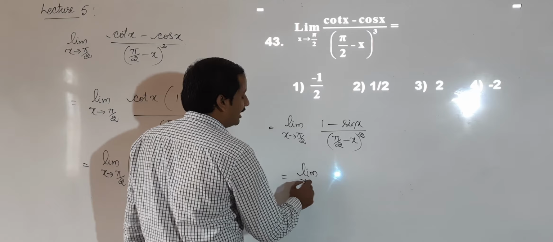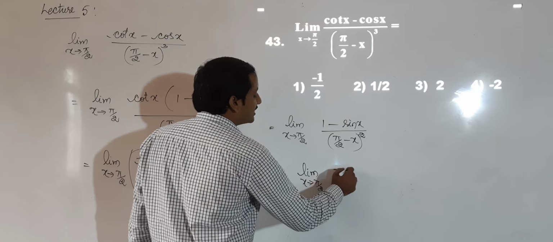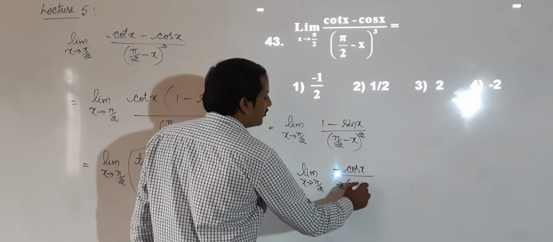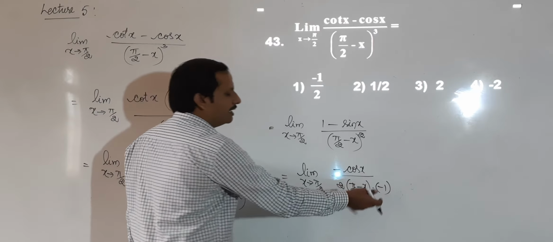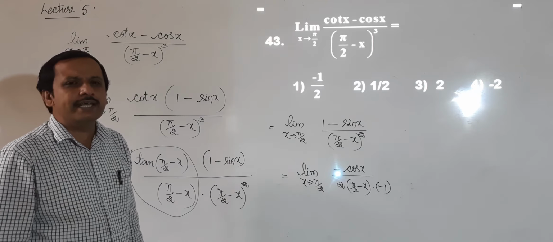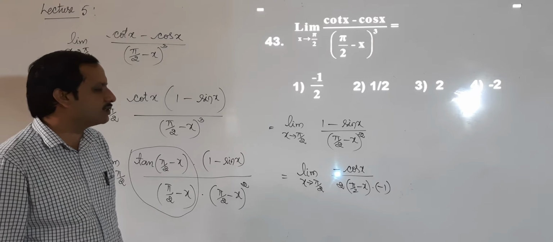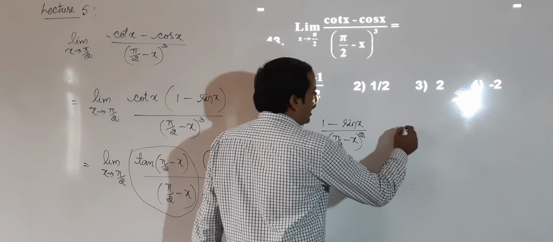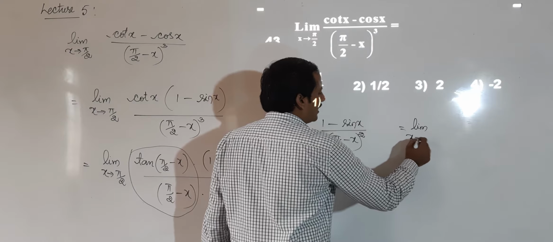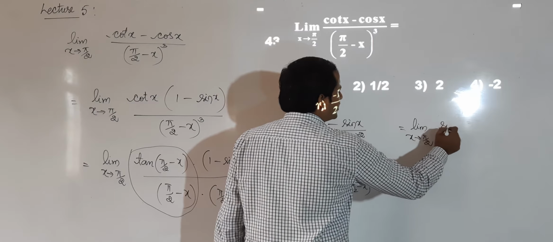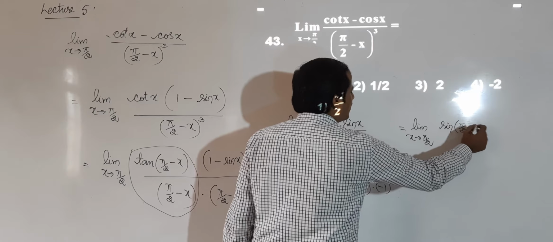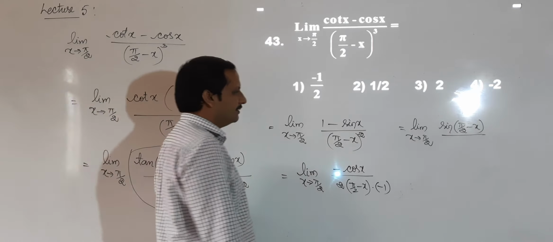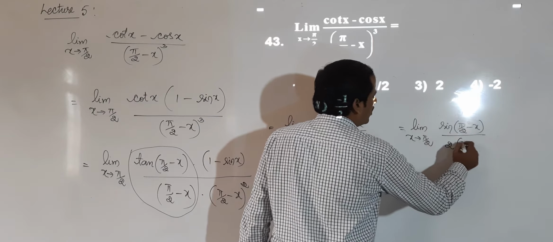Differentiate. Limit x tends to pi by 2. Derivative of 1 minus sin x will be minus cos x, divided by 2 into pi by 2 minus x into minus 1, into the derivative of pi by 2 minus x. Derivative of pi by 2 minus x is minus 1. Now that minus minus gets cancelled. I will write that cos x as sin of pi by 2 minus x. As you know, sin of 90 minus theta is equal to cos theta. I am writing cos x as sin of pi by 2 minus x, divided by 2 into pi by 2 minus x.